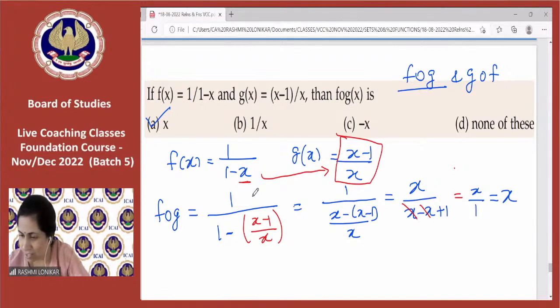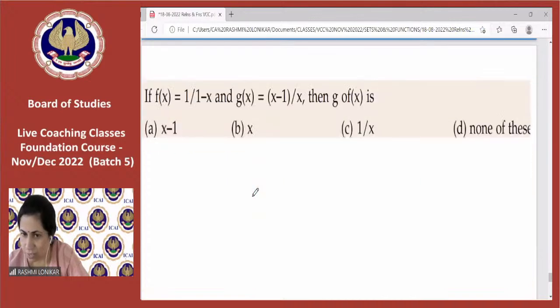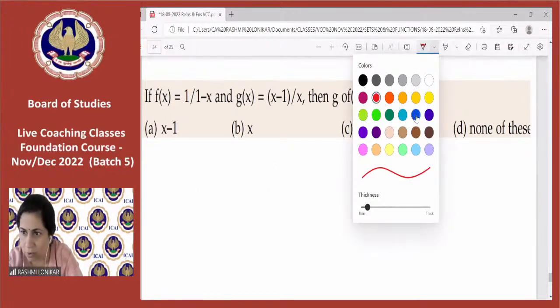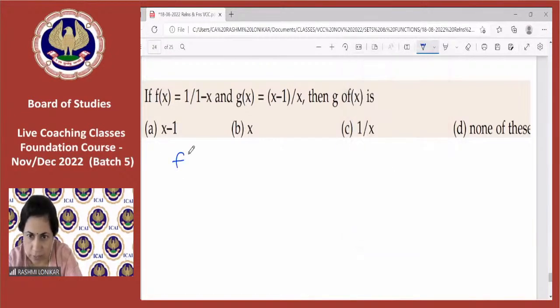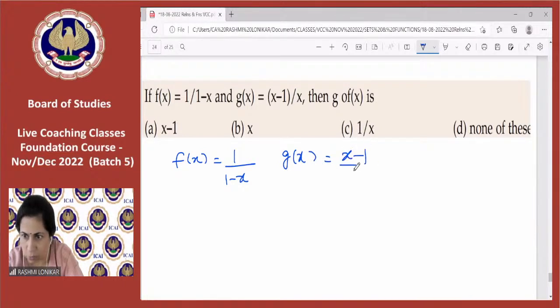Good, good. So let us now go to the next sum. Now here they are asking you to find out g of f. In the first example, we found out f of g. Now we will find out g of f. So f of x is equal to 1 upon 1 minus x, and g of x will be equal to x minus 1 upon x. Then we have g of f.